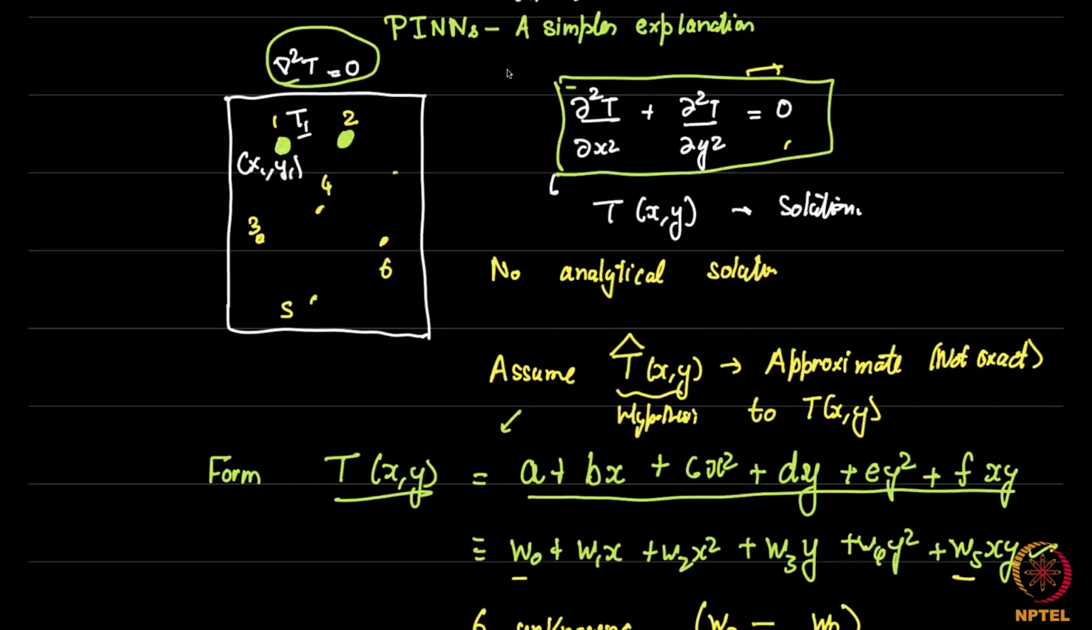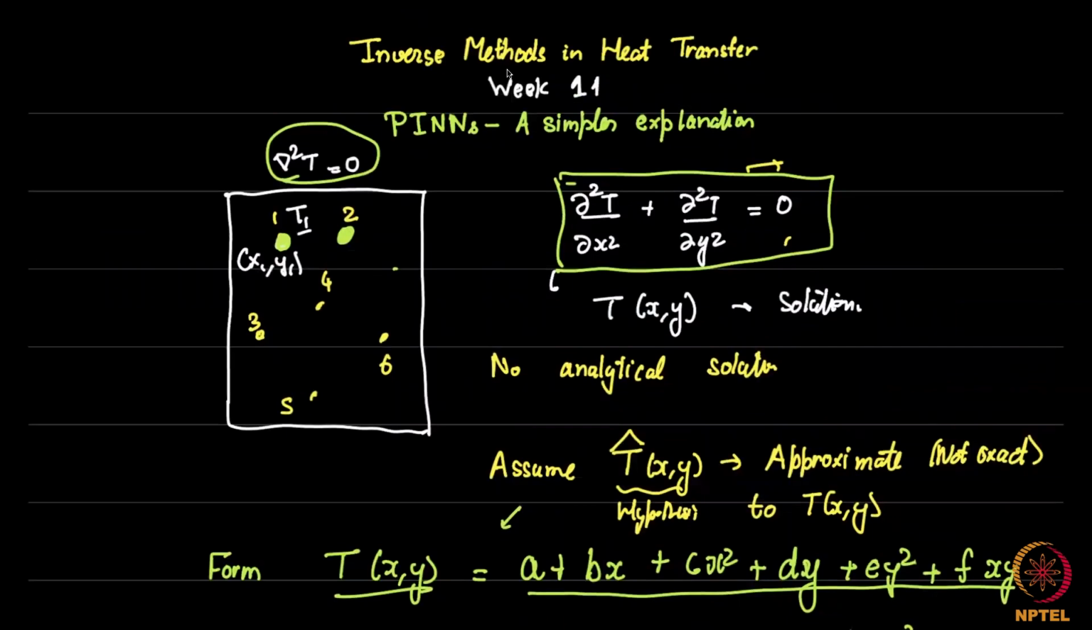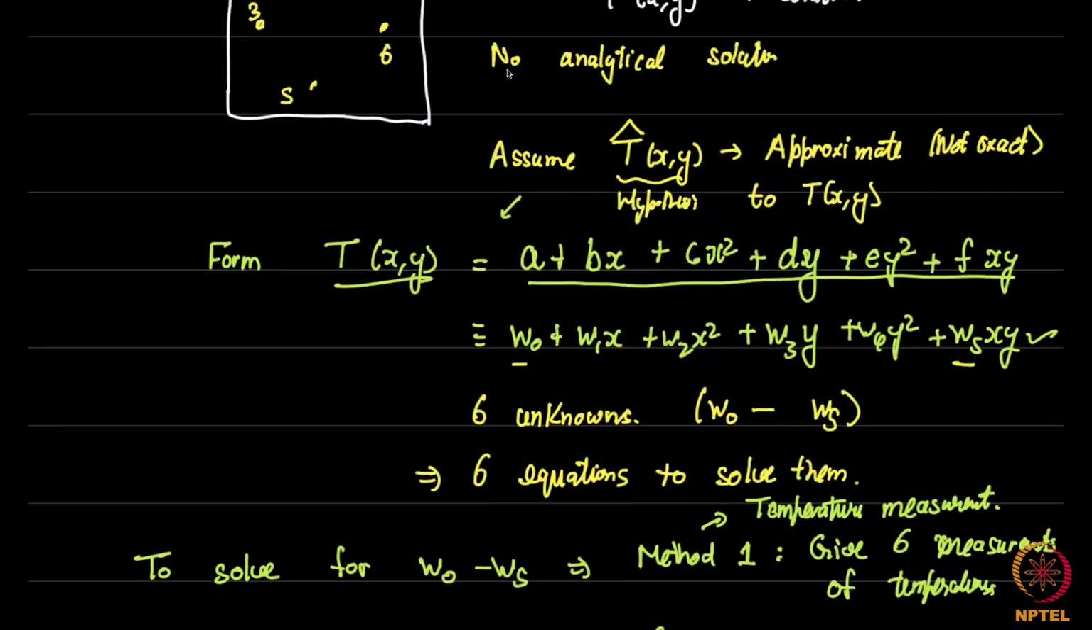1, 2, 3, 4, 5, 6 at these 6 thermocouple locations, let's say. And we also had exactly 6 unknowns, W0 through W5. Is it required that the number of thermocouple measurements should be exactly the same as the number of unknowns? The answer is no, because we have been doing this throughout this course.